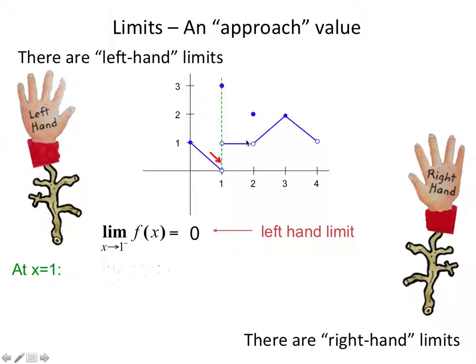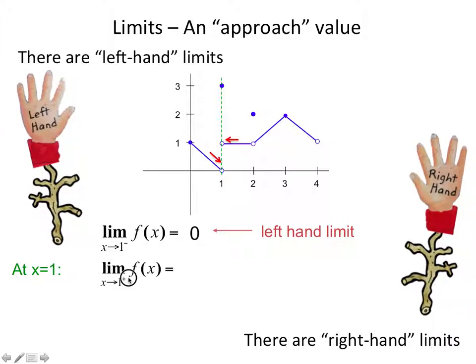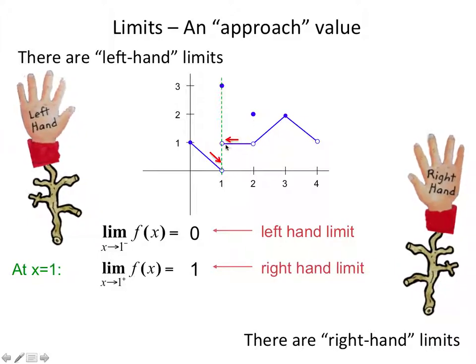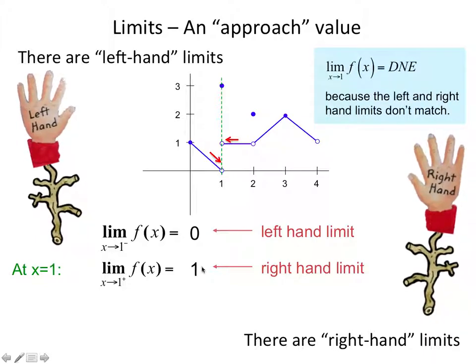Okay, let's look at approaching the same location from the right-hand side. So we're taking the limit as we approach 1 from the right, or the bigger values. That's what the plus means. And as we're approaching from the right, we're approaching a y value of 1. So since our left-hand limit and our right-hand limit are different, then we say that the limit does not exist at 1. Remember, that limit is that overall comparison of these two values.